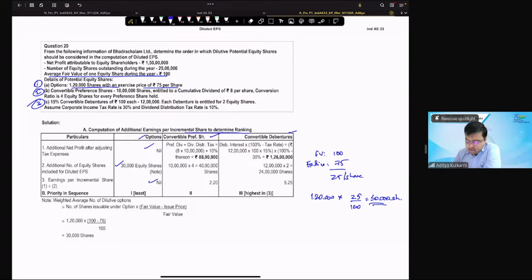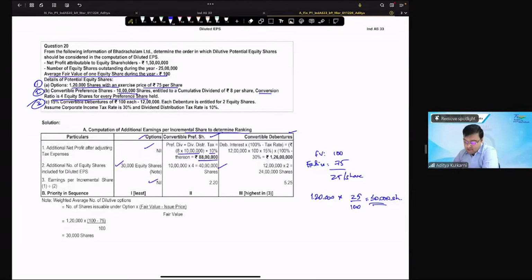Convertible preference shares. 10 lakh shares, 8 per share, 10 lakh into 8 plus 10% thereon. So that comes to 88 lakhs. Are you okay with this 88 lakhs? Divided by how many shares? 10 lakh shares. Conversion is 4 equity shares for every preference share held. So 10 lakh into 4, 40 lakh shares. Are we able to follow?